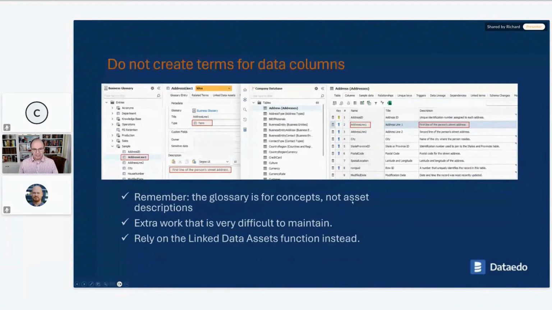So just a warning, please resist the temptation to create glossary entries for every column in your database.